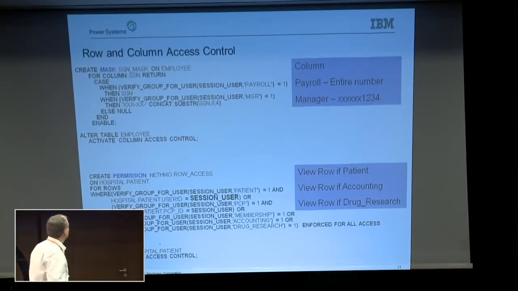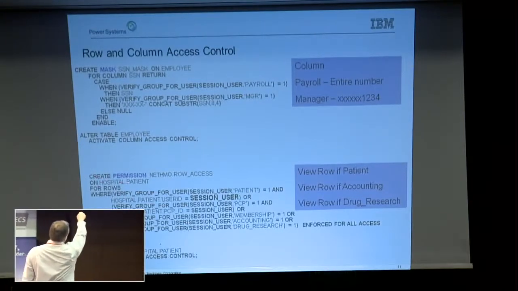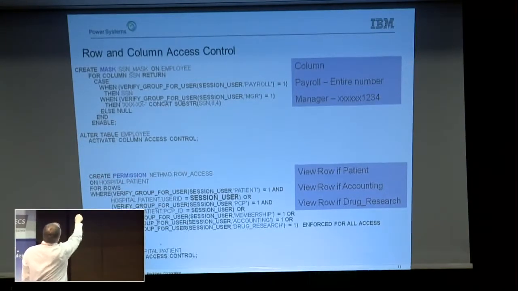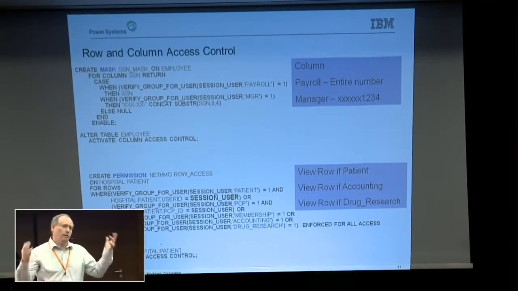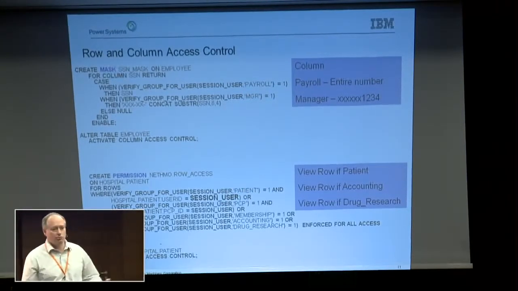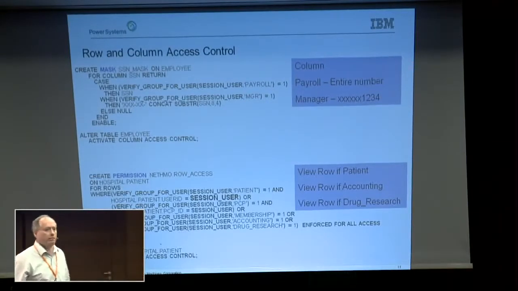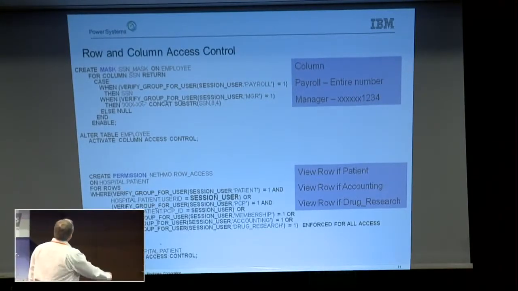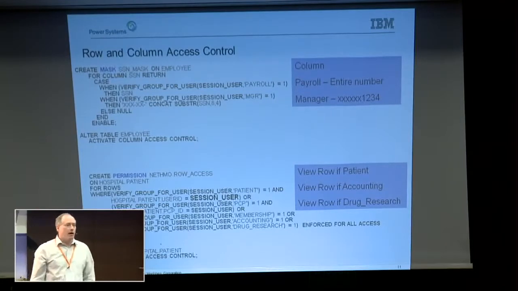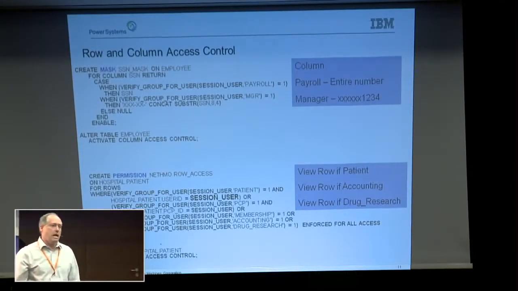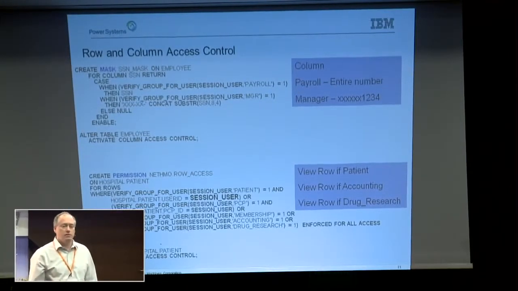Let's talk about this one. So I'm going to create a permission constraint. For the group session, if the user is the patient, well, you're a patient. It's my records. I should probably be able to see them. Okay, makes sense. What about if you're belonging to accounting, or maybe you're part of drug research? There might be other groups in the hospital that may need some access.